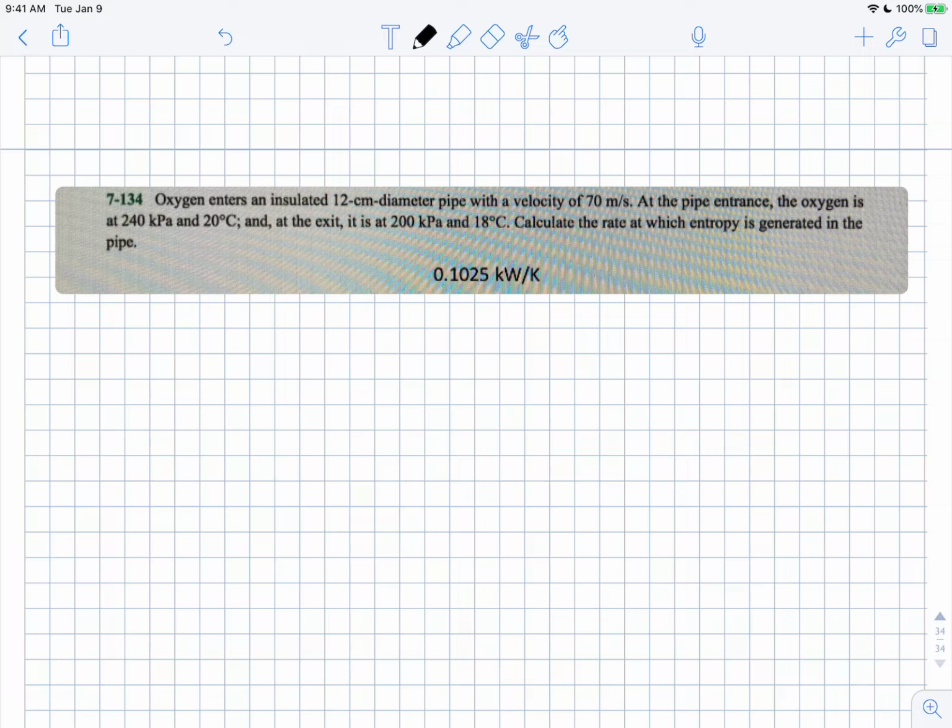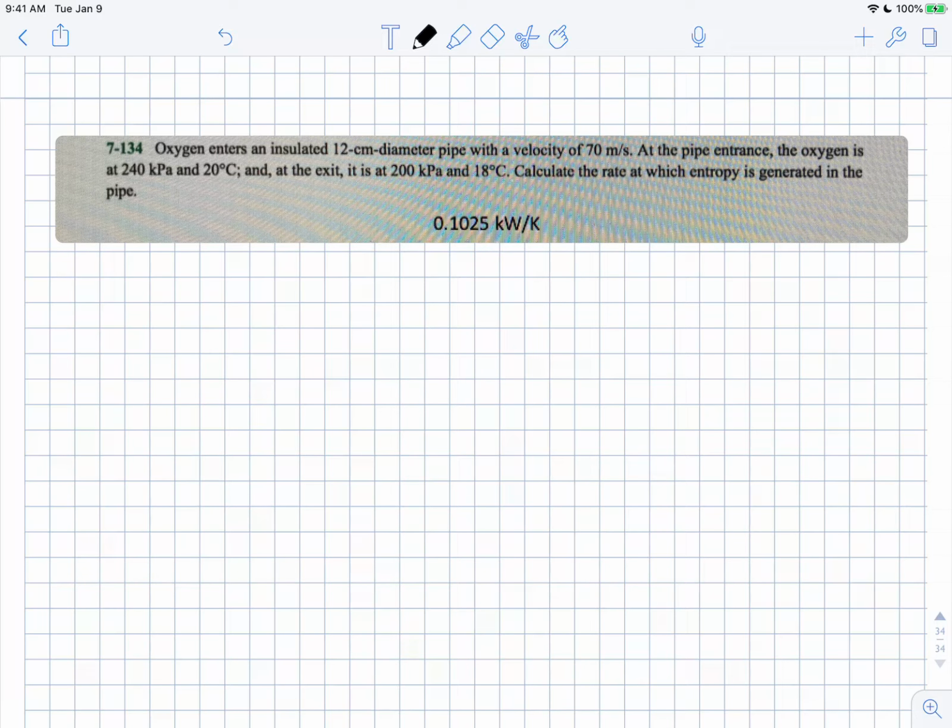All right, let's solve another problem here. So here we have oxygen that enters an insulated 12 centimeter diameter pipe with a velocity of 70 meters per second. We know that at the inlet, so let me draw this out.